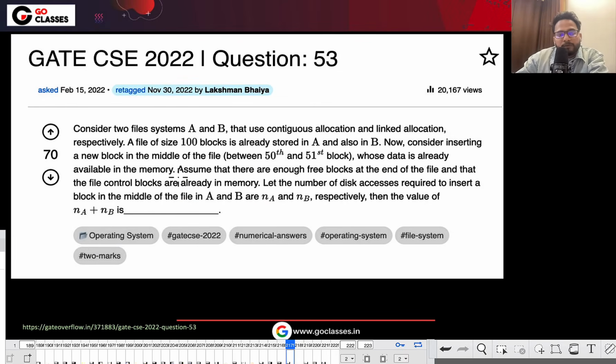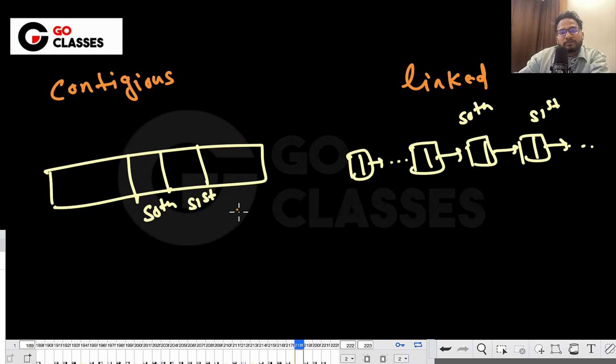The new block's data is already available in the main memory. Assume that there are enough free blocks at the end of the file. Let the number of disk accesses required to insert the block in the middle be NA for A and NB for B, and then they want to find the summation of NA and NB. Let's just find it out.